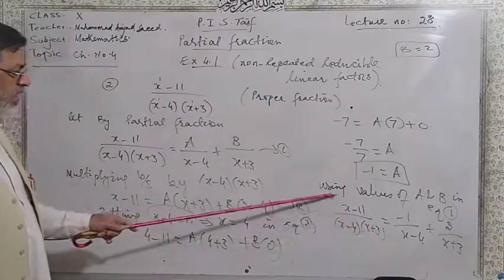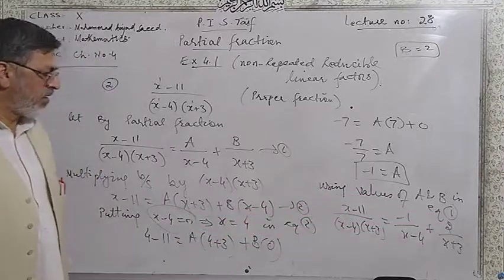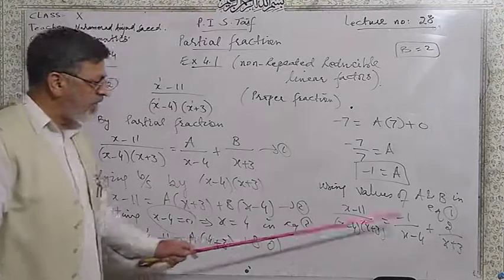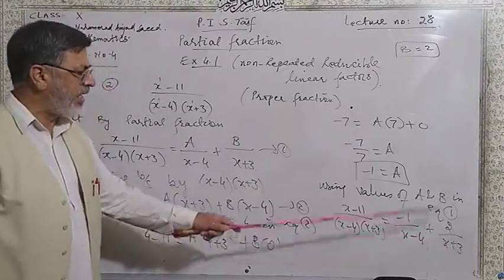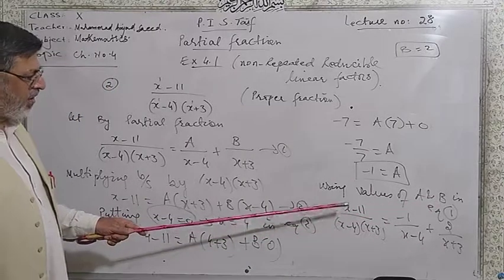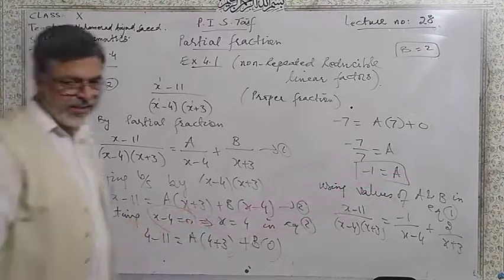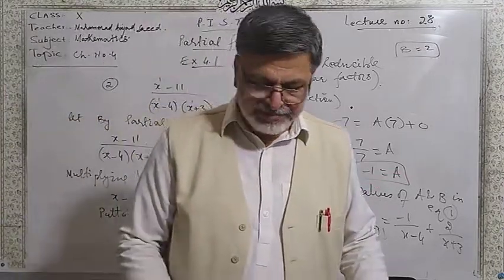Basically, a complicated or difficult fraction is converted into simpler fractions. And if you want to check whether your answer is correct or wrong, take the LCM of the right hand side and simplify, and you must get this answer. Left hand side must be equal to right hand side. This is the confirmation of your answer.